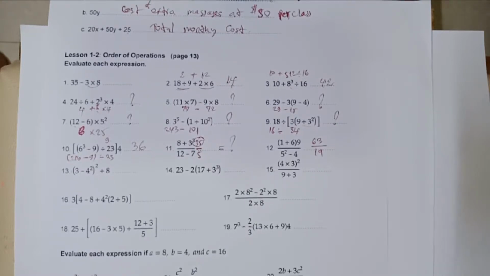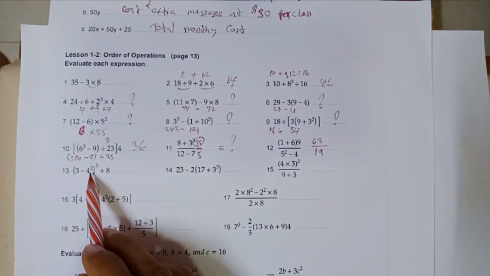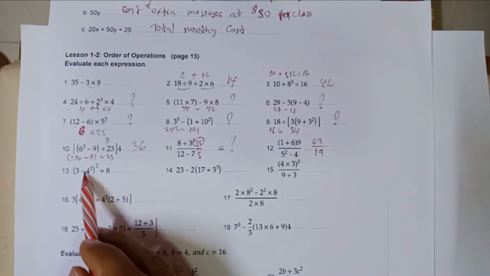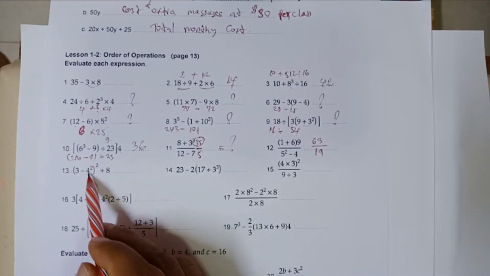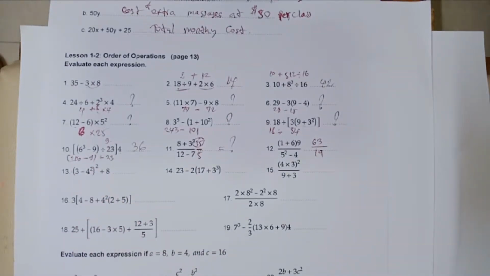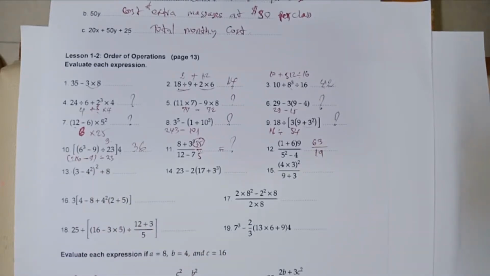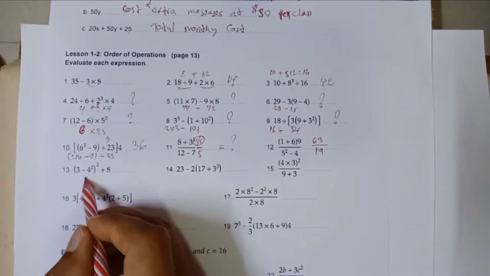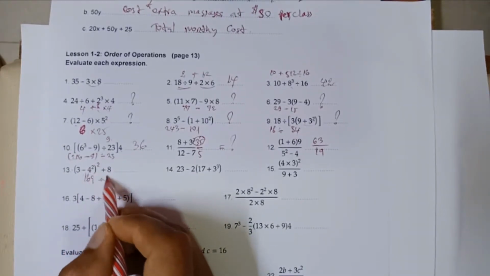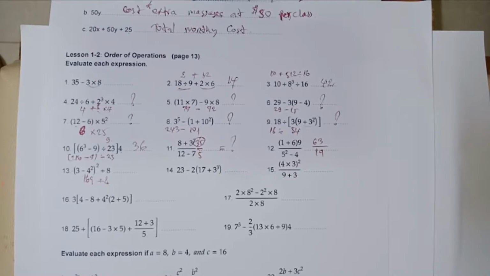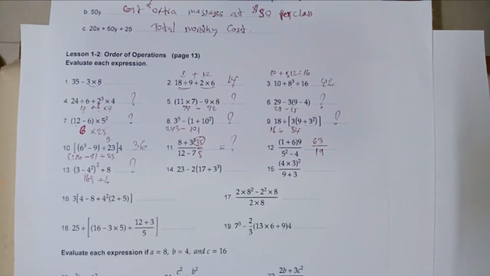And then this part, you work with parentheses first. So 4 squared is 16. So you have 3 minus 16, that will give you negative 13. Negative 4 times 4 is 16. Yeah, 3 minus 16, negative 13. Negative 13 squared will give you 169. This is 169 for this part. Then you plus 8, and you have your answer right here.